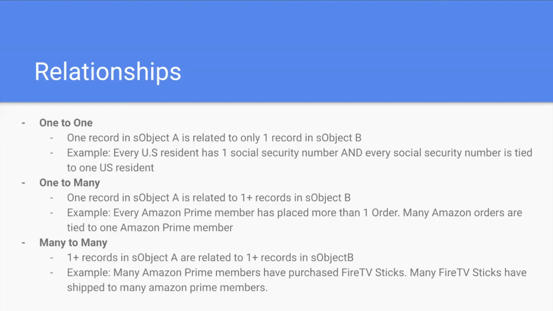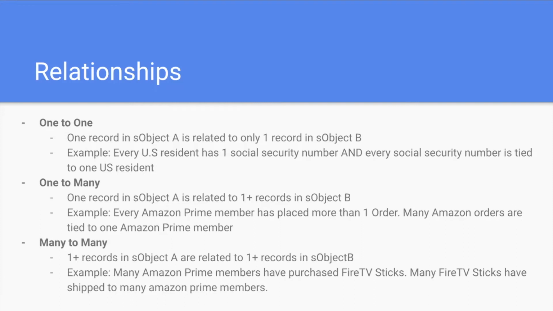A one-to-one relationship is whenever you have one single record in sObject A, which is related to only one single record in sObject B. Taking an example between US residents, let's say that's sObject A, and another sObject called social security numbers is sObject B. If we said that every US resident has one social security number, that would mean there's only one record in sObject A that maps to one record in sObject B. If we reverse that, and we said every social security number is tied to one resident, that would also be true. So that's an example of a one-to-one relationship.